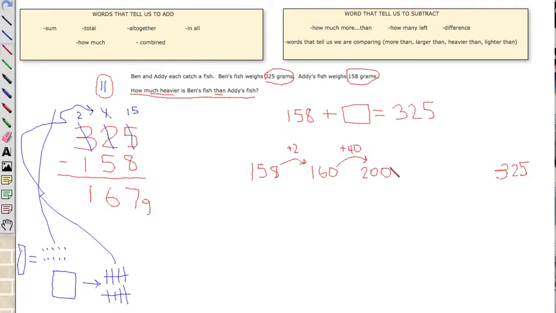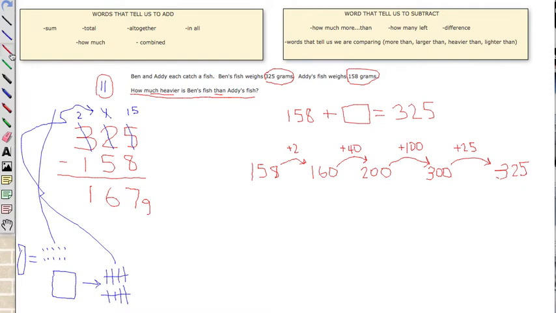All right, so now I'm at 200. I can probably make a big jump and get myself to 300. If I add one specific number, I think somebody said 100 at home. All right, and then from 300, it's a pretty easy jump to get to 325. I'm just going to add my 25. So that shows the difference between 158 and 325.